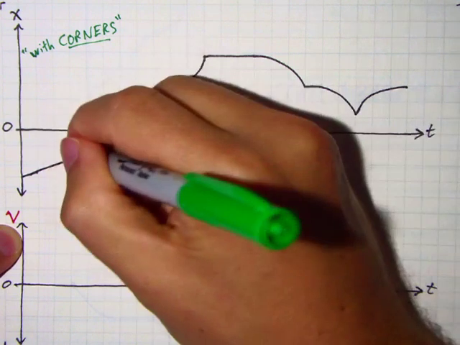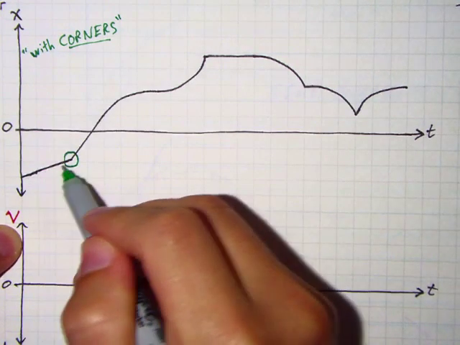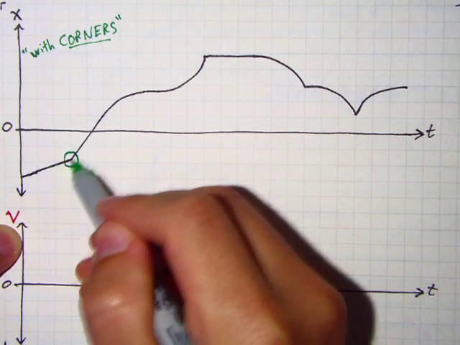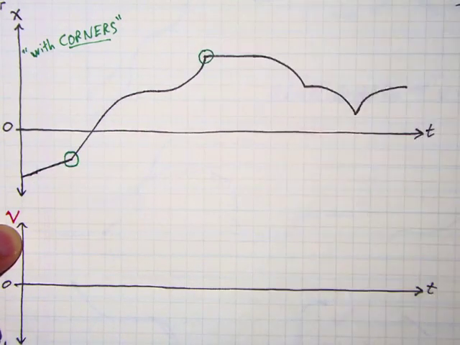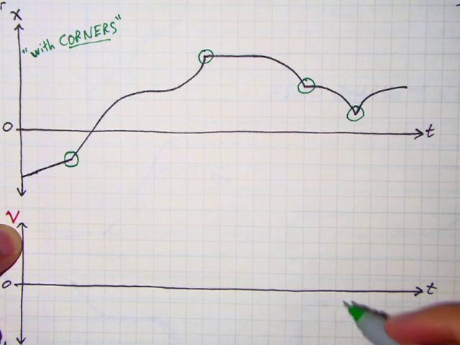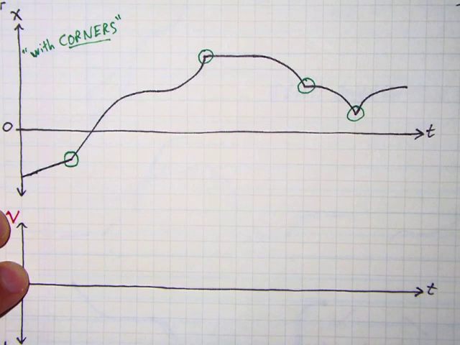Well, we've got a corner right there. You see what I mean? How there's this sharp transition in the motion right there. Where else do we see a corner? Here, here, and here. Sharp transitions, not smooth parts of our line. We'll see what the consequence of that is.